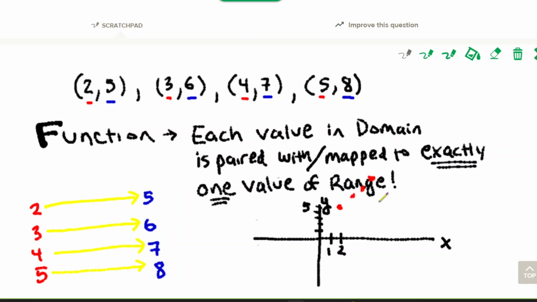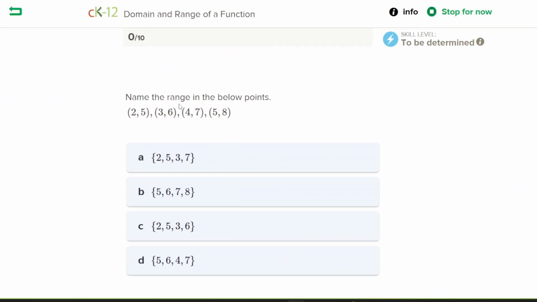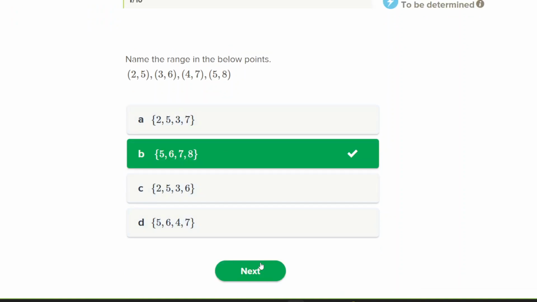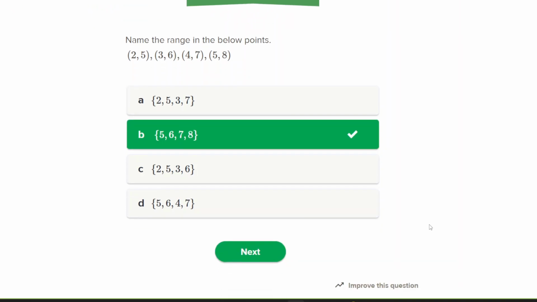Sorry, I went over the word range, but you see every single value of x is mapped to, or corresponds to, exactly one value of y. So again, we can say we have a function, right? That was a lot of explanation for this one problem. But back here, the range was the y coordinates 5, 6, 7, and 8. So I'm selecting B, checking it out. I just wanted to get some definitions out there for maybe future problems. Okay, so moving on.